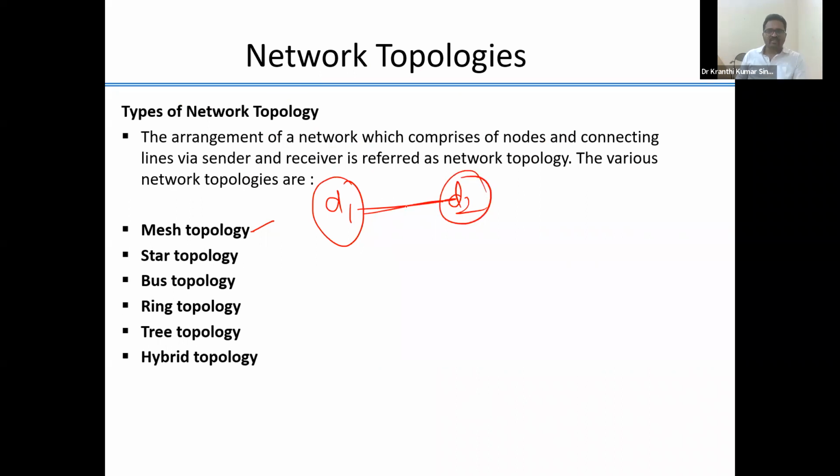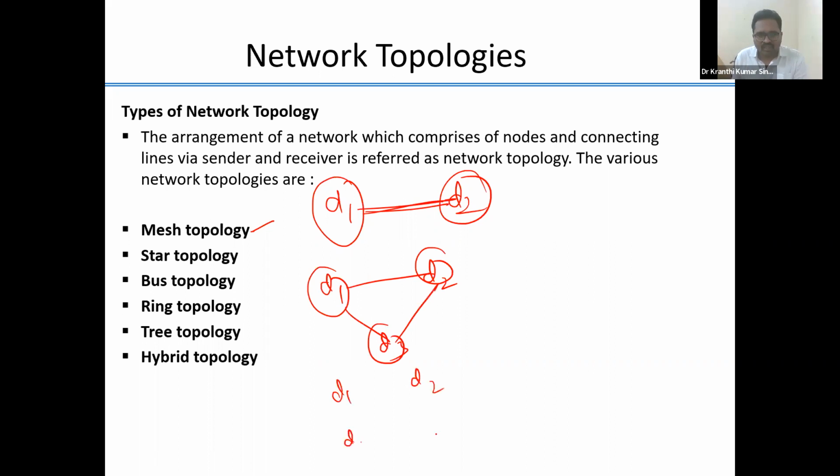So how many connections do I need? If you take device 1, device 2 and device 3, every device should be connected directly to the others. If you take D1, D2, D3 and D4, every device should be connected to device 2, device 3, device 4 and so on. That means there should be a dedicated link between every pair of devices. That is called mesh topology. Mesh means connecting every device to every other device.